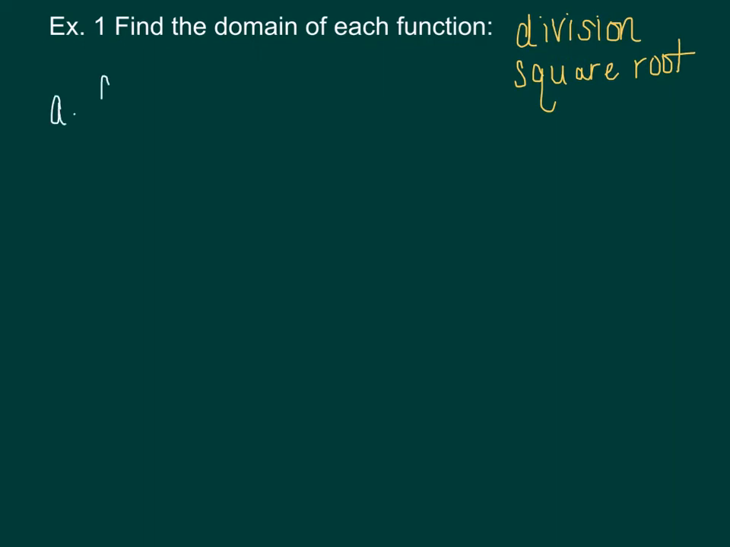So first up, our function x squared minus 7x. Do you see division? No. Do you see any square roots? No. So as long as you don't see that, your domain is negative infinity to positive infinity. That means you can use any number on the number line, plug it in for x, and this will still be a real number.